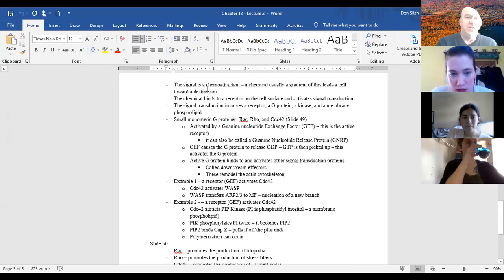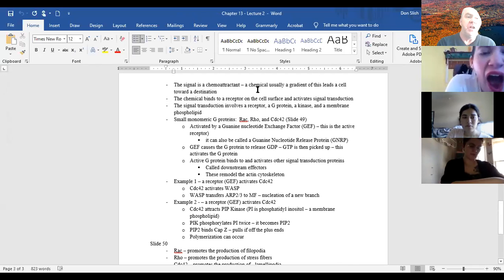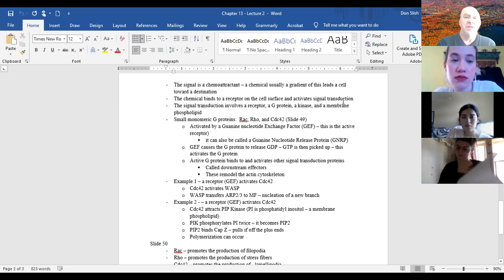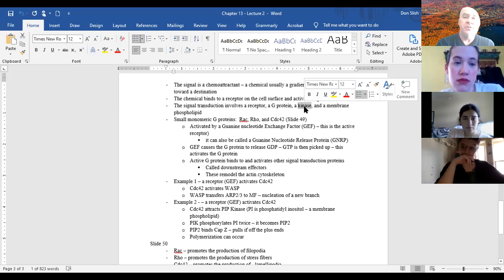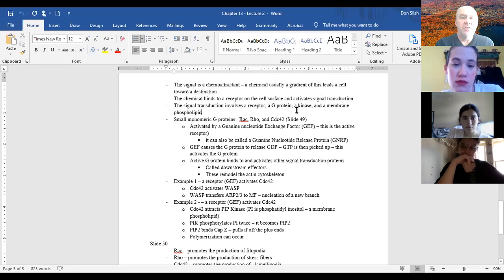Anyway, the signal is a chemoattractant. This chemical is usually a gradient that comes from some source and leads the cell towards its destination. So the chemical binds to a receptor at the cell surface, and that receptor then activates a G protein, and oftentimes a kinase will get activated, and membrane phospholipids can be involved. So these are just some of the components of this. So a G protein, what the hell is a G protein? Well, I'm glad you asked.